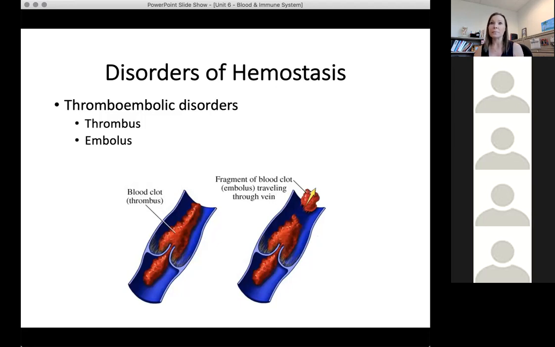at a certain point. And an embolus is a traveling blood clot that forms when a thrombus breaks off from its original location. You can see that in these pictures that are here on the PowerPoint. You can see the original thrombus or blood clot and the embolus that breaks off.